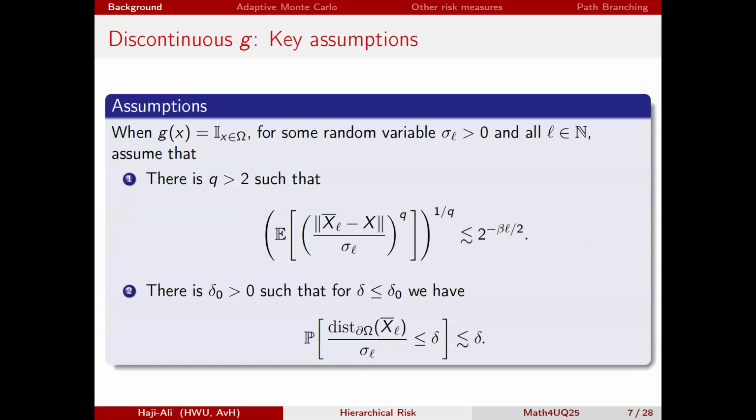Right. But as we said, our problem is G of X is a discontinuous function. So it's an indicator of X being in some omega. And to analyze this, or to understand how the variance is converging for this particular G, we need two extra assumptions. The first one is the same as the variance assumption, but for higher moments. So we assume not only that the second moment converges at rate beta, but some higher moment than 2 is also converging at the same rate beta.